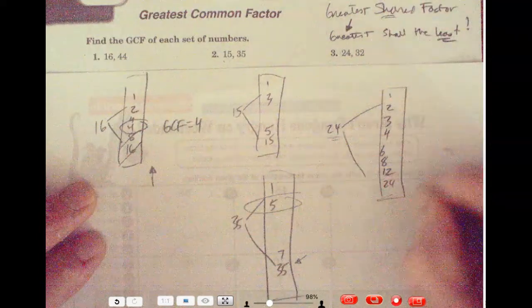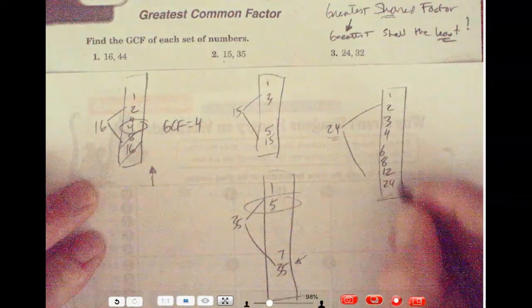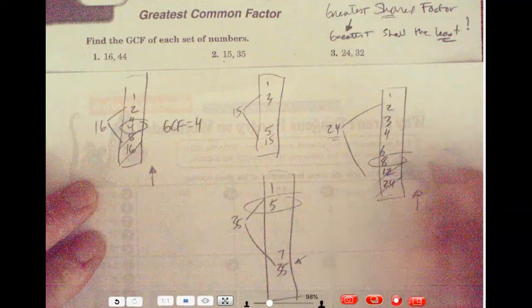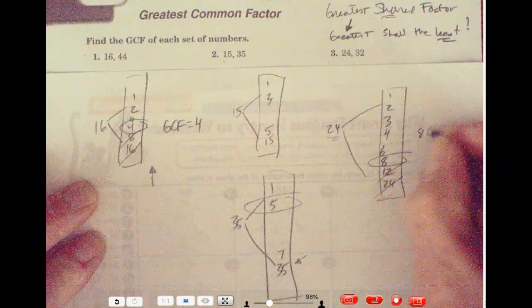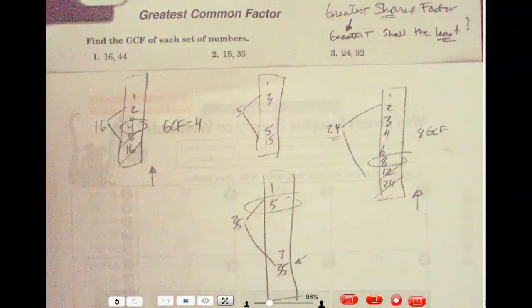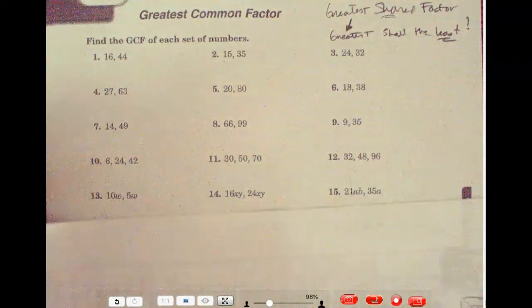Start at the bottom. We're looking for numbers that fit into 32. 24 doesn't go into 32. 12 doesn't go into 32. 8 does. 8 is the GCF. Okay? All right. Let's jump down and take a look at ones that are a little more challenging.